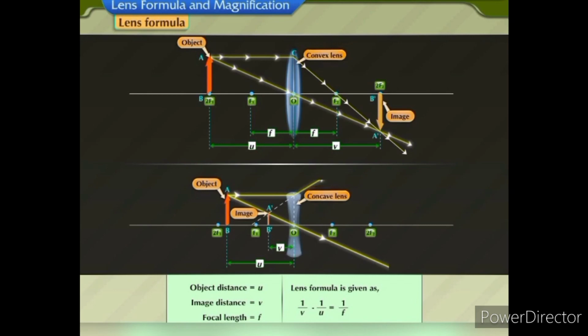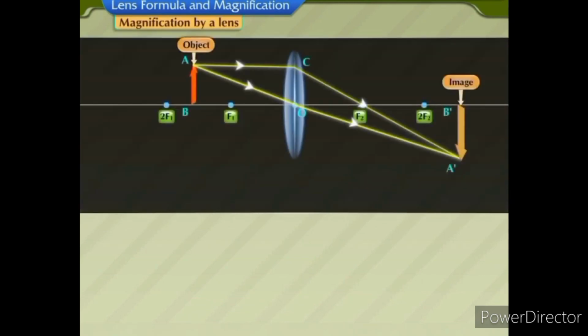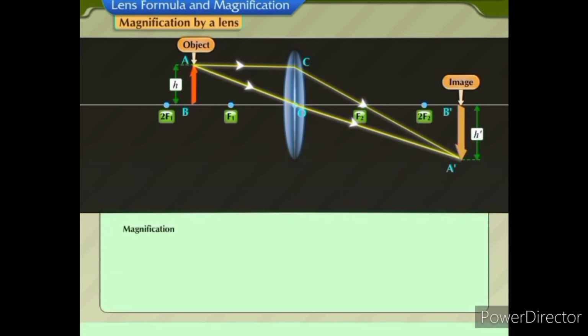Now, let us define the term magnification by a lens. Magnification by a lens. Magnification produced by a lens is defined as the ratio of the height of the image to the height of the object. Magnification is equal to height of the image divided by height of the object. Magnification gives the relative extent to which the image of an object is magnified with respect to the object size. Magnification is usually denoted by the letter M.